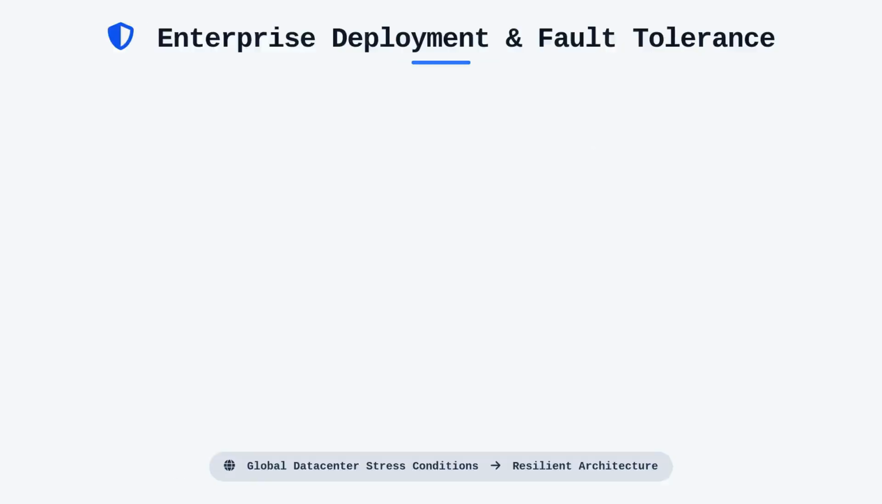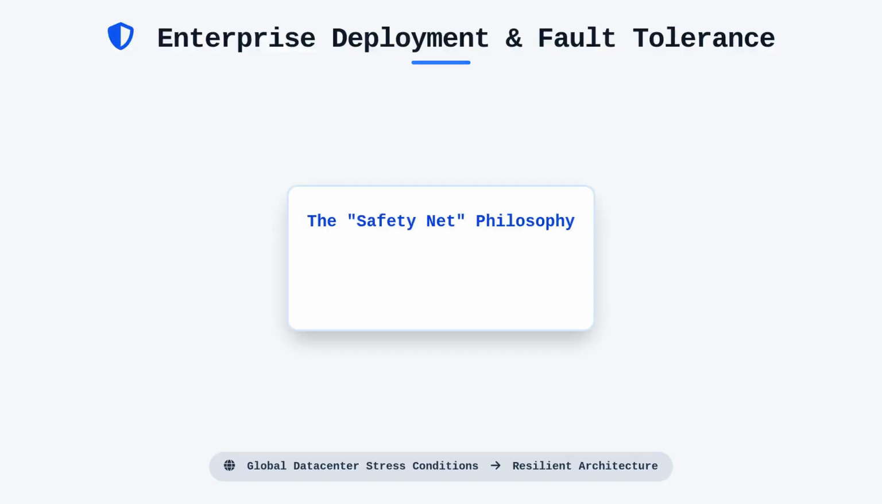Enterprise deployments rarely occur in a vacuum, meaning we must account for the rigorous stress conditions encountered in global data centers. When we look at fault tolerance, we are essentially building a safety net that accounts for asynchronous failures across different cloud providers and internal clusters.